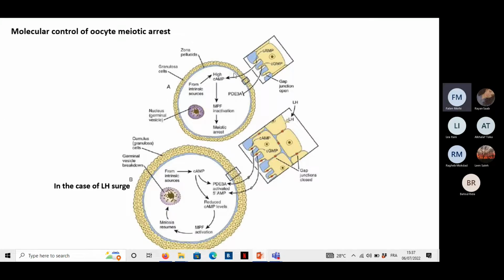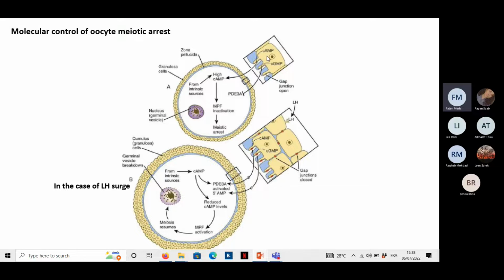So, why do we have high levels of cyclic AMP? Because in the granulosa cells, we have the OMI factor, which will induce high production levels of cyclic GMP. Once the cyclic GMP is produced in the granulosa cells, it will pass through the gap junctions between the granulosa and the oocyte and diffuse to the oocyte. The presence of this cyclic GMP will inhibit the hydrolysis of the cyclic AMP. So whenever we have high levels of cyclic GMP, this will inhibit the degradation of the cyclic AMP, and thus we will keep on having high levels of cyclic AMP.